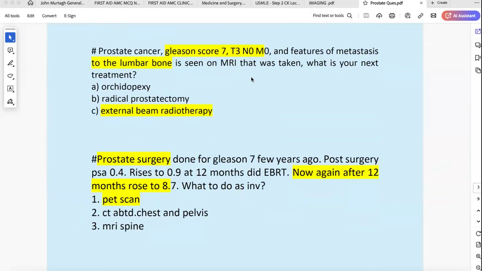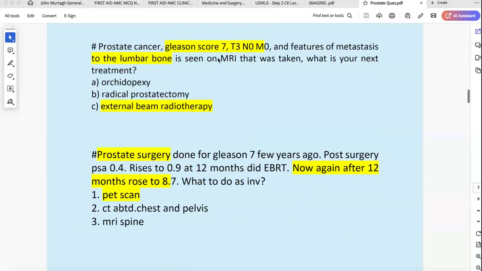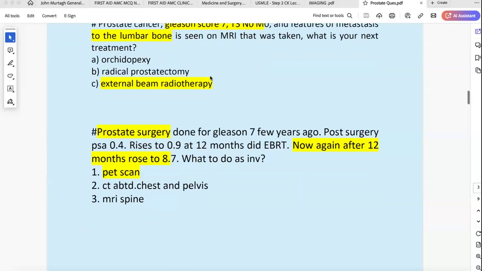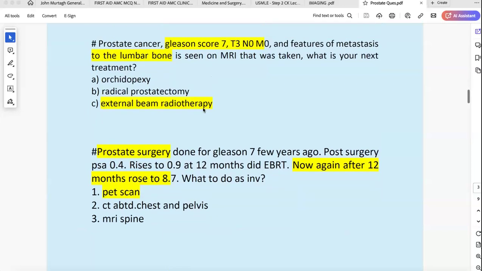Okay. So this one, a prostate cancer patient, has a Gleason score of 7, and you can see T3N0M0, features of metastasis to the lumbar bone. Now, there is not M0, that should be M1, right? So this is a metastatic prostate cancer. The options are orchidopexy, radical prostatectomy, and EBRT. Now, the best option should be hormone therapy. And I believe that is also in the exam. So if hormone therapy is in the options, you would choose that. If not, then the best other option would be EBRT.